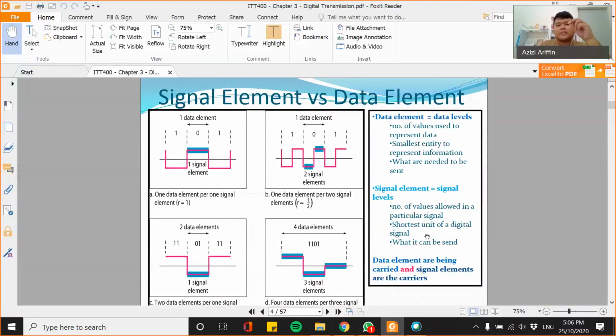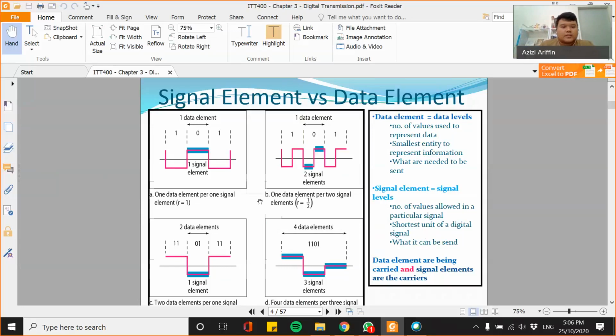And the signal level is the number of values allowed in a particular signal. For example, in one period of the signal, how many data elements can we cram in to transmit the data? So data elements are what is being carried, and signal elements are the carriers, the ones that carry the data in terms of digital signals.